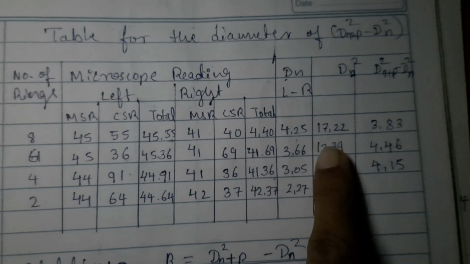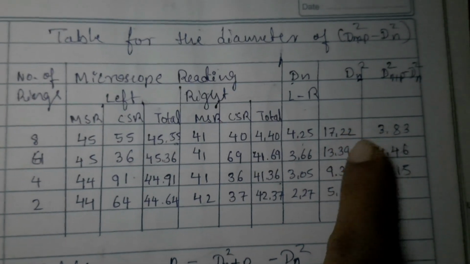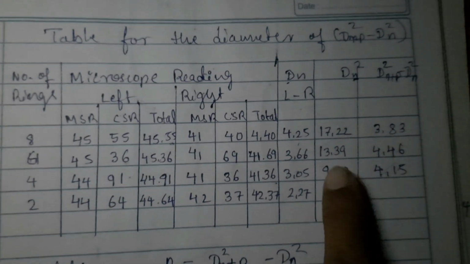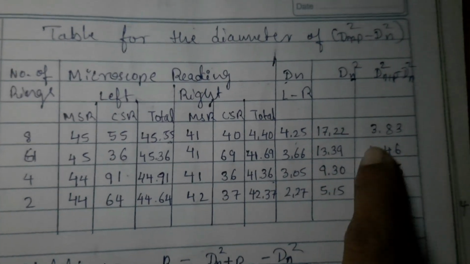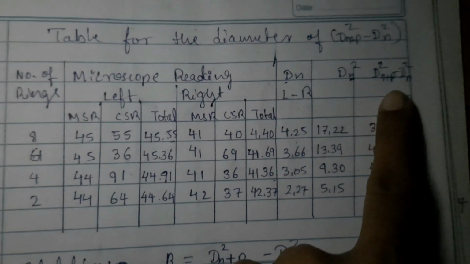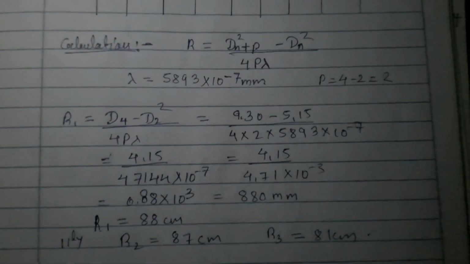That is, you have to subtract here the value of 13.39 in the first reading. You will get 3.83. Then you have to subtract again this 9.3 in the 13. Like that you have to subtract, then you will get the difference of the diameters, Dn+p square minus Dn square.